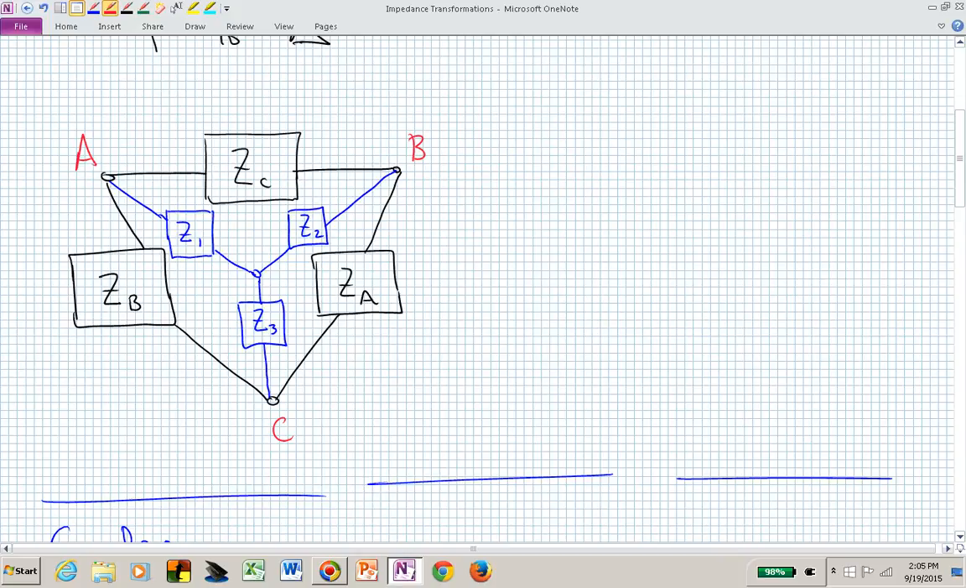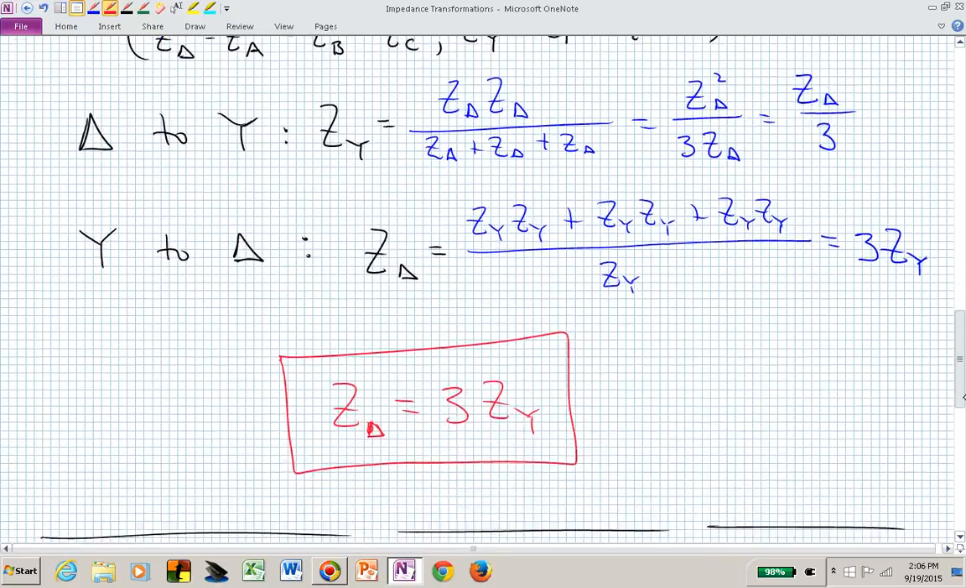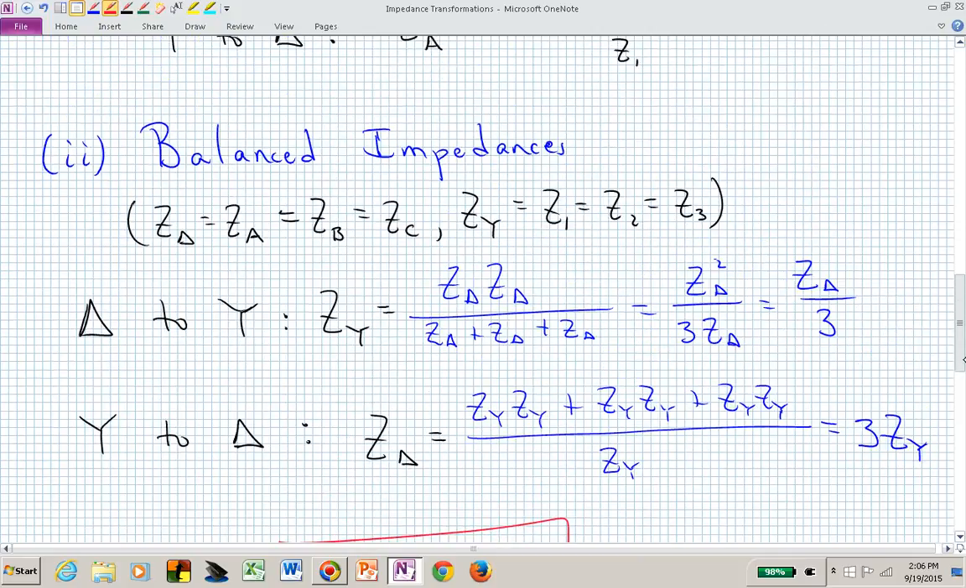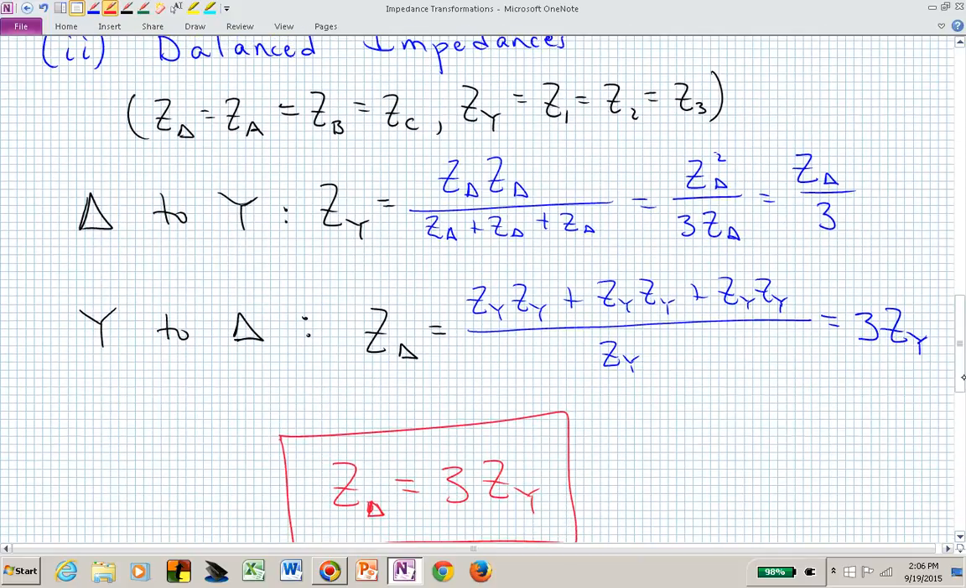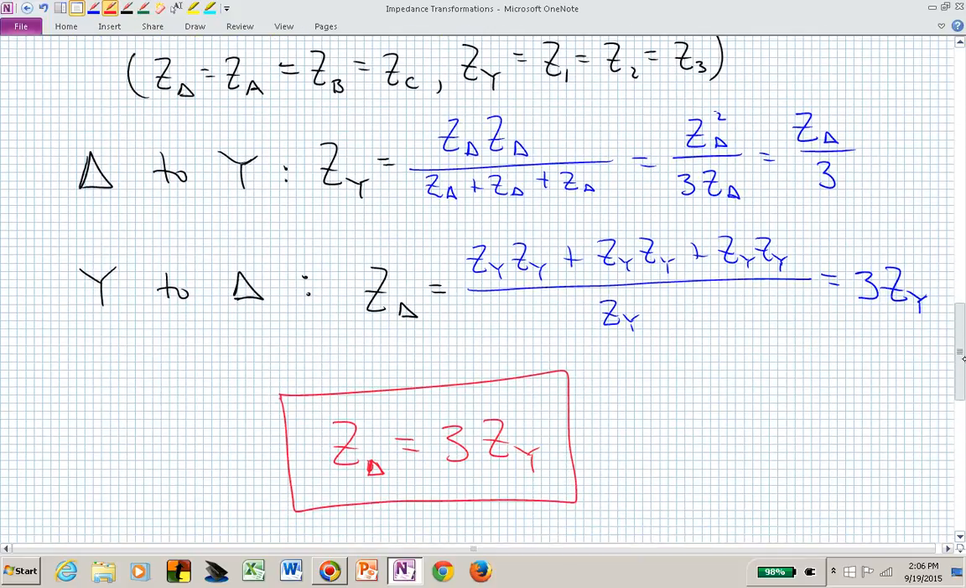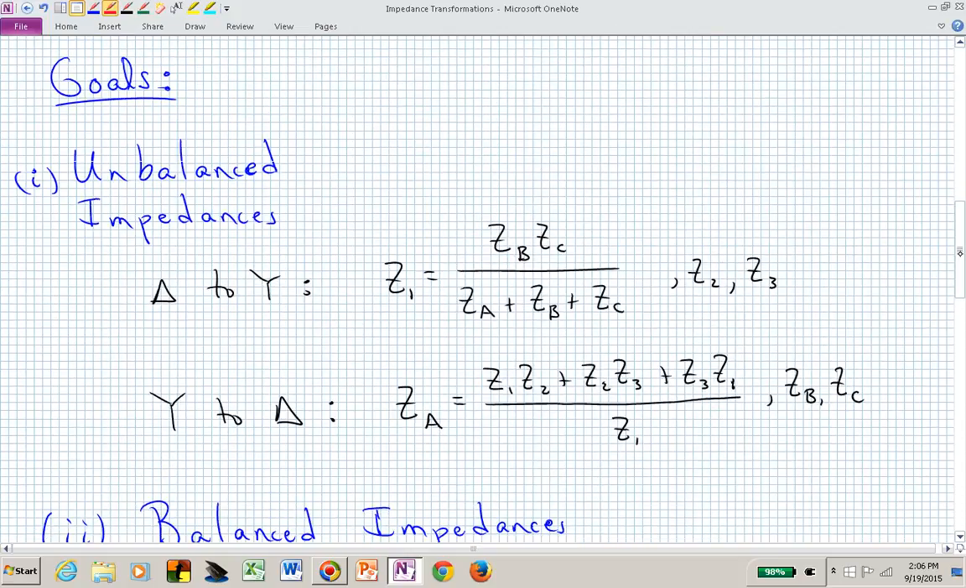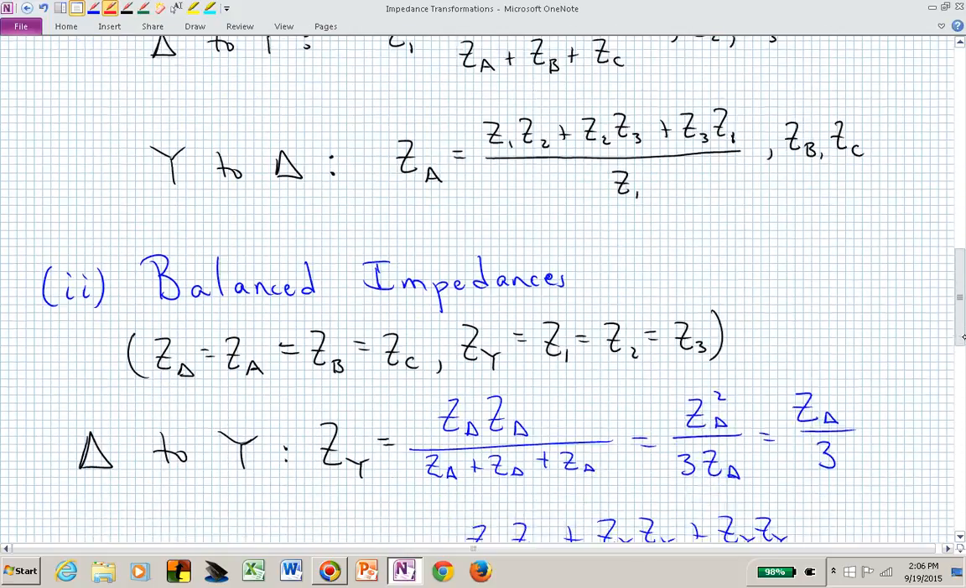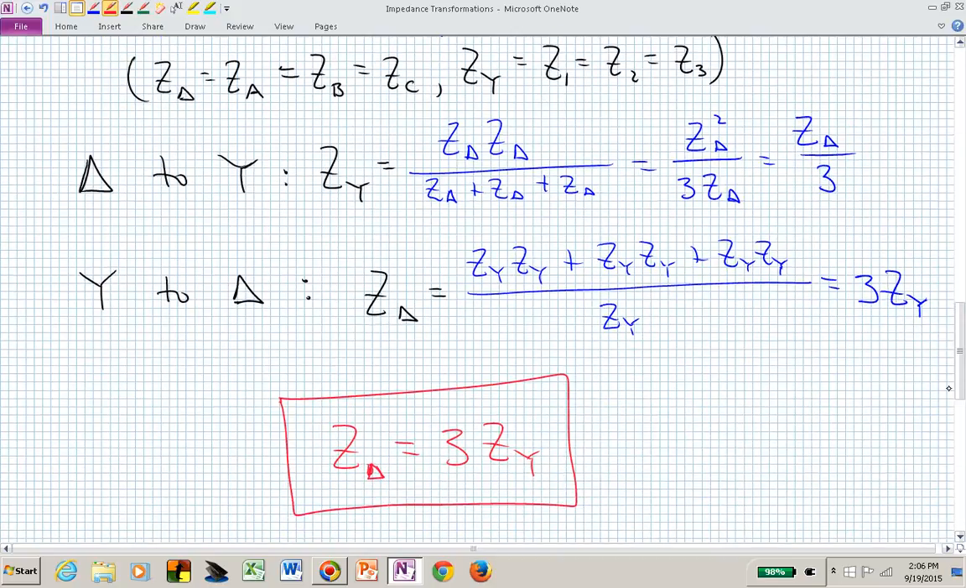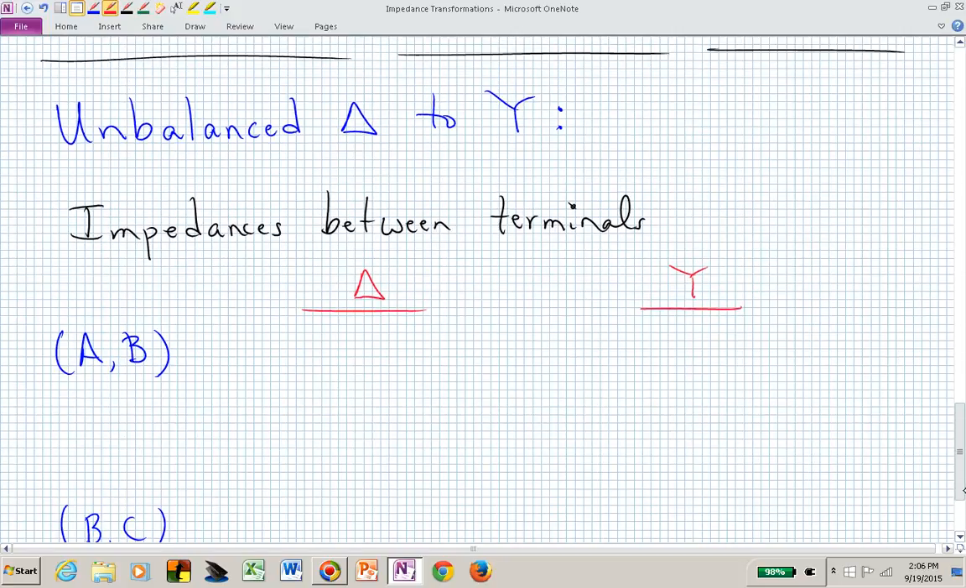The delta impedances are 3 times bigger than the Y impedances, and that's what we just derived. That's actually one of our goals. The second of our goals is to show that, but really once we've found the first goal, which are these relationships, we can already see what the balanced configuration will produce. Let's then look at deriving this relationship in going from a delta configuration to a Y for unbalanced impedances.